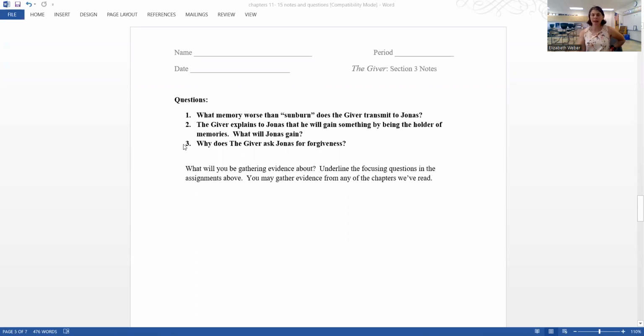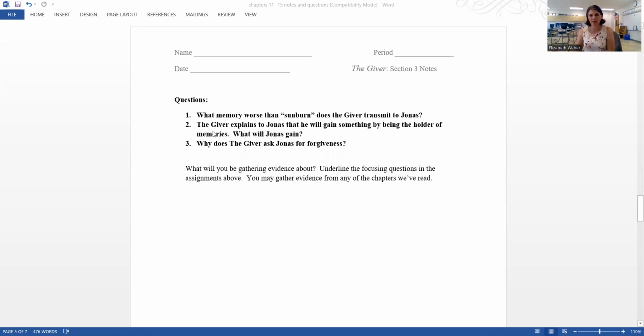But what I do want to guide you on is which chapters these questions are in. So number one is definitely in chapter 14. We just read at the end of 13 that the giver was going to give Jonas a memory that will cause pain. So number one, we see what memory worse than sunburn does the giver transmit to Jonas. So you'll be paying attention to that in chapter 14.